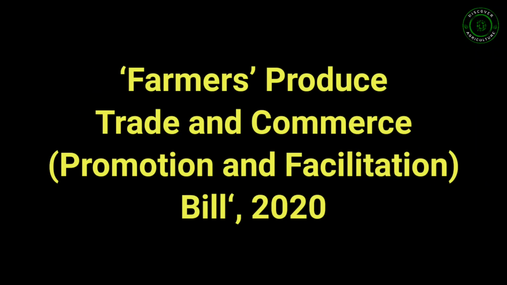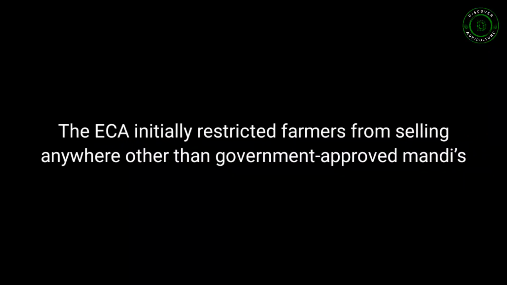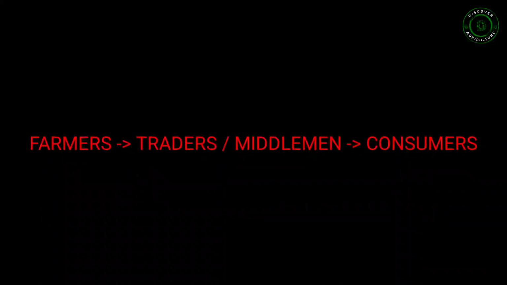Farmers' Produce Trade and Commerce Promotion and Facilitation Bill, 2020. This law allows farmers to sell anywhere within the country under the One Nation, One Market concept. The ECA initially restricted farmers from selling anywhere other than government-approved mandis. These government-approved mandis are called Agriculture Product Market Committees (APMC). An APMC is a state-operated market where farmers are allowed to sell their produce to traders or middlemen. These middlemen then sell their produce to consumers throughout the country.